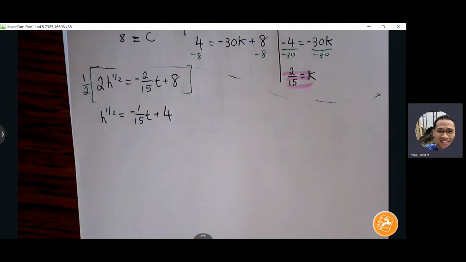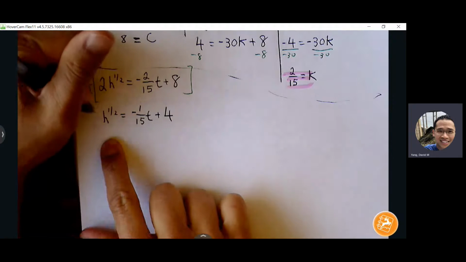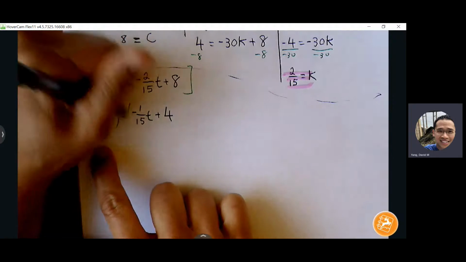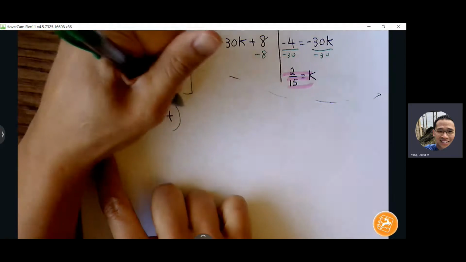Okay, one last thing to do. What's our last thing that we can do to solve for h? Yeah, square both sides, right? Right now, the left side is showing a square root, so if I square both sides, I can get that radical to go away.